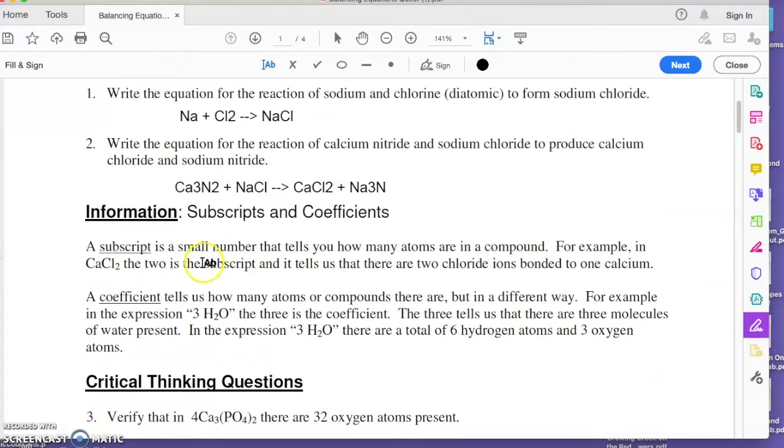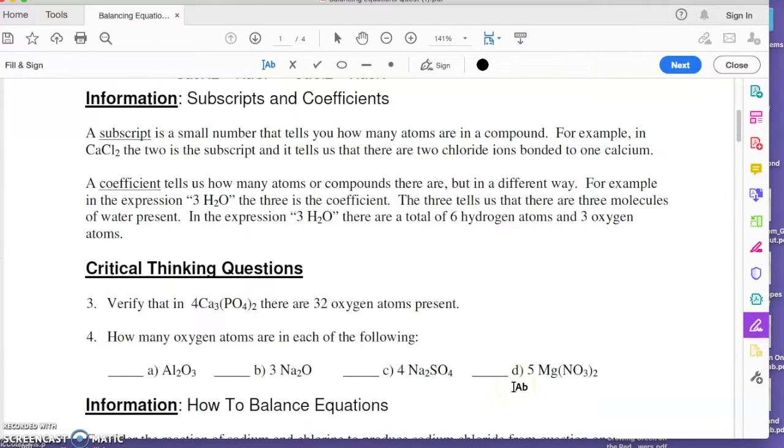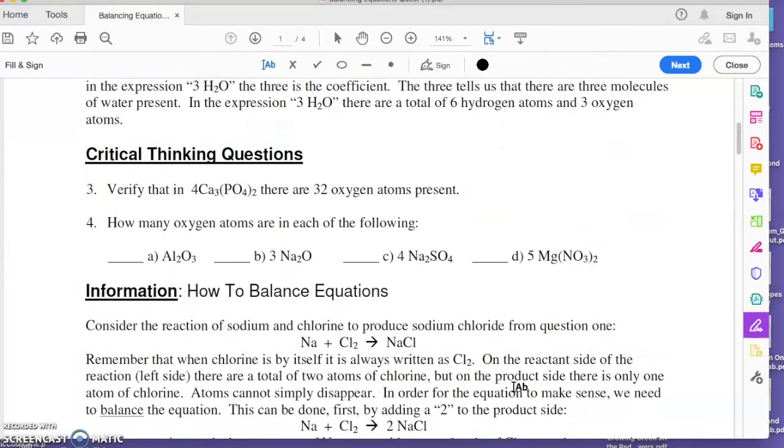Now, these numbers, a subscript is the small number, and so when we looked at calcium chloride, it should be CaCl2. The 2 tells us there are 2 chlorides, right? And that's a subscript. Those are the small numbers. A coefficient is a number that goes out in front. And 3, like 3 H2Os, tells us that there are 3 total waters, which means there are 6 hydrogen and 3 oxygen, because 3 times 2 is 6, 3 times 1 is 3. So 6 and 3.